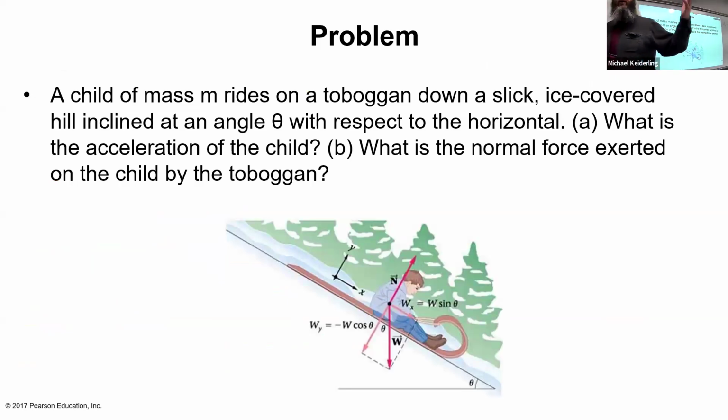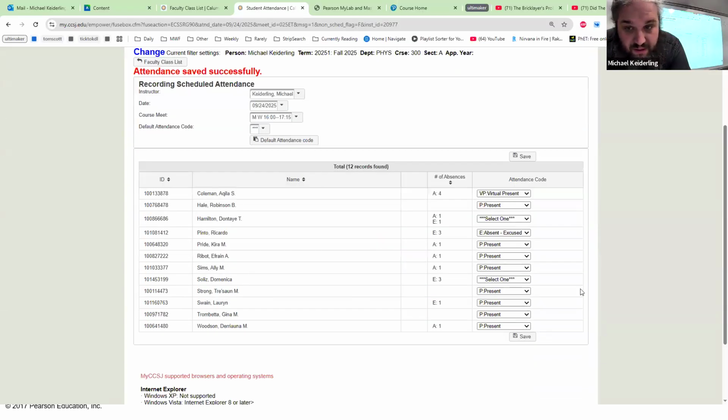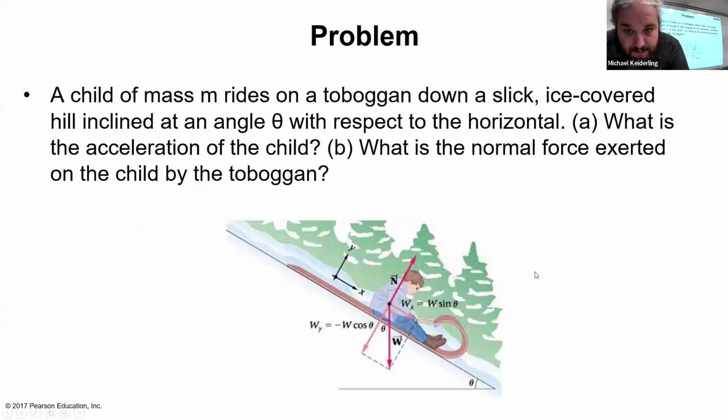Now here is a situation with normal force on a slope. This is asking if you have a child of mass m that rides a toboggan down a slick ice-covered hill that is inclined at an angle theta with respect to the horizontal, and you want to figure out the acceleration of the child and the normal force exerted on the child by the toboggan.